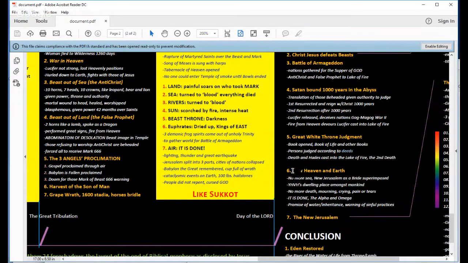Then there's a new heaven and earth, no more sea. The new Jerusalem comes down like a bride prepared for her wedding. And that is where, I said, remember about those two groups of 12, the 12 tribes, the 12 apostles.